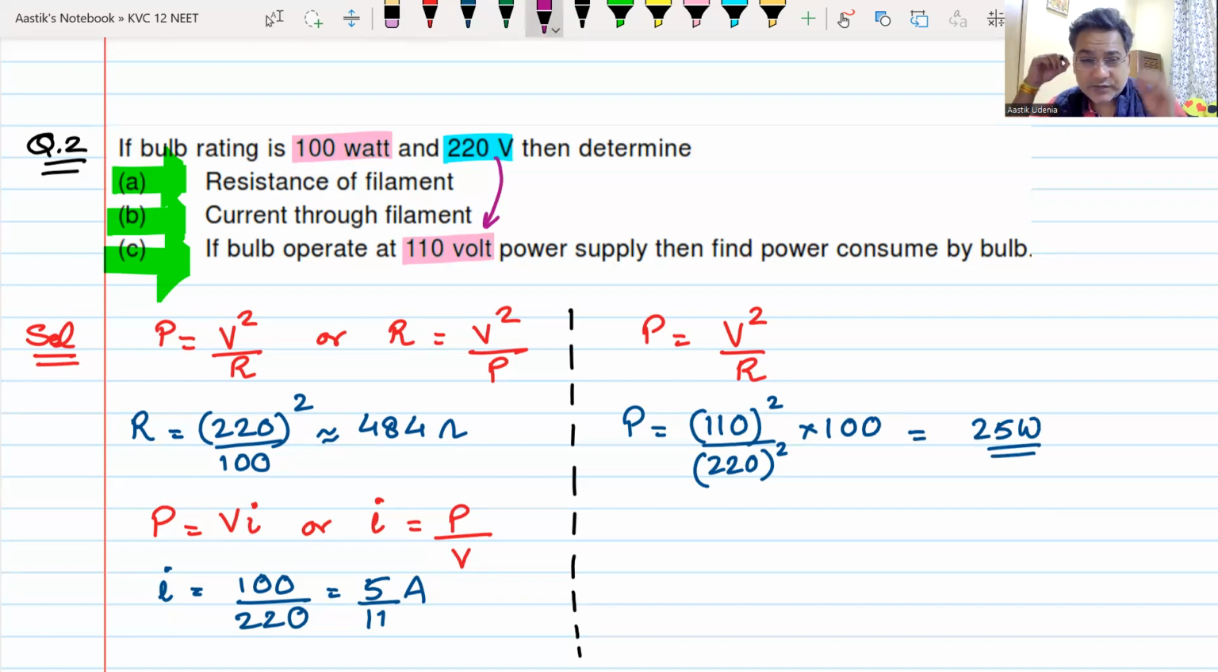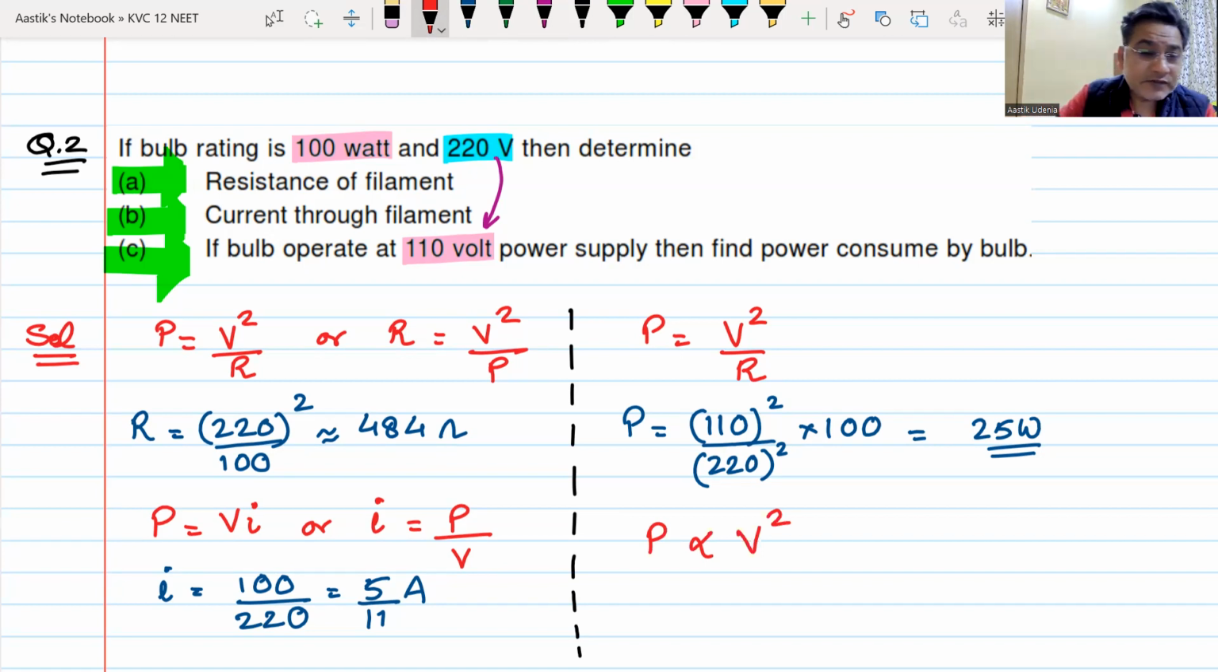Because the voltage becomes half. Remember, power is directly proportional to voltage square. Voltage becomes half, resistance is same. Voltage becomes half, power becomes 1 by 4.